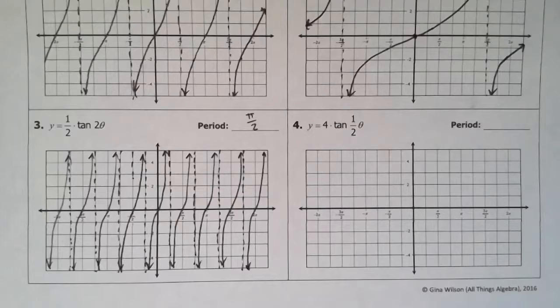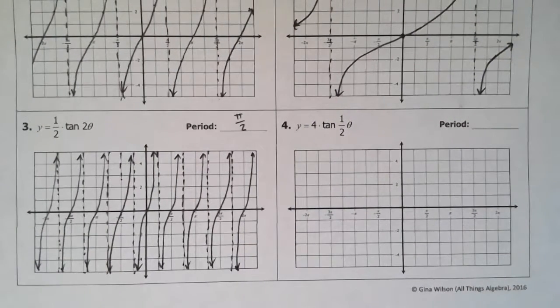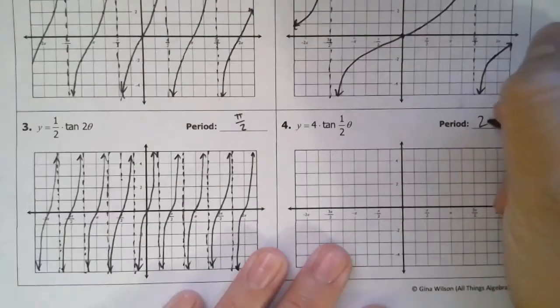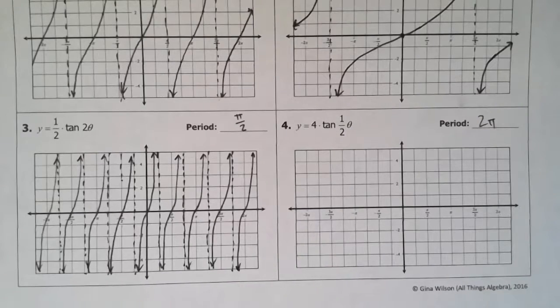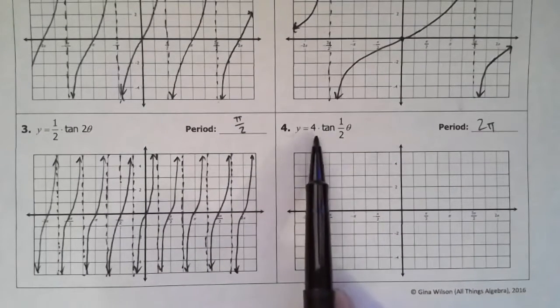For the last one here, I have 4 times tangent of 1/2 theta. So for the period, I plug half into how my period is going to change, pi over absolute value of b. I'm going to get a period of 2 pi. This one is almost similar to number 2, just one difference. This time there is a stretch of 4.